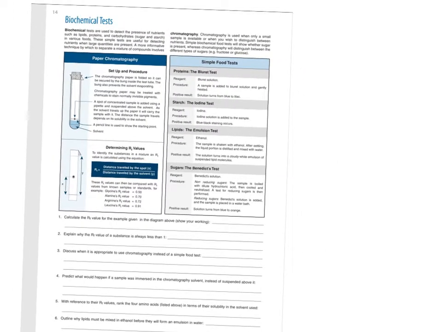If you want to find out if you have protein in something, you're going to do the Biuret test. If you want to find out if there's starch, you're going to do the iodine test. If you want to find out if there's lipids in something, then you're going to do the emulsion test. Do you want to know if there's sugars? You do the Benedict's test. Each test tells you something different.